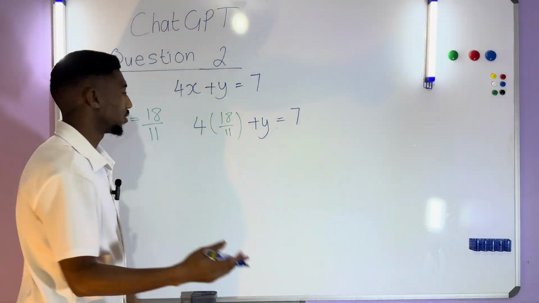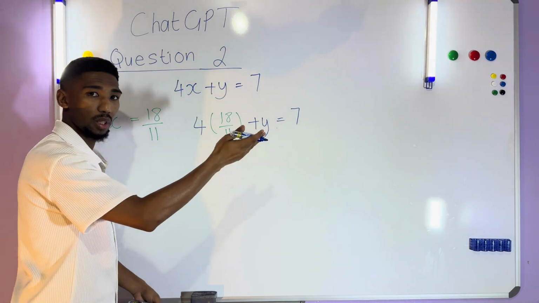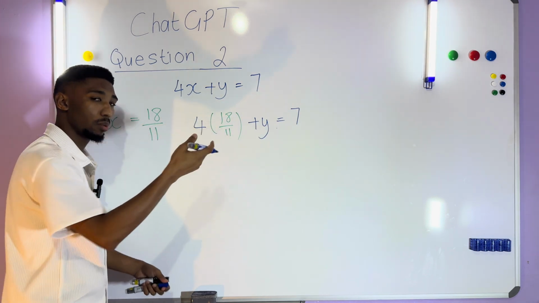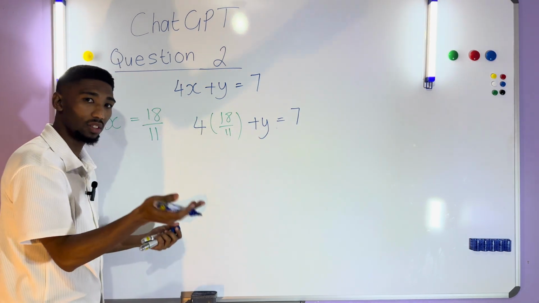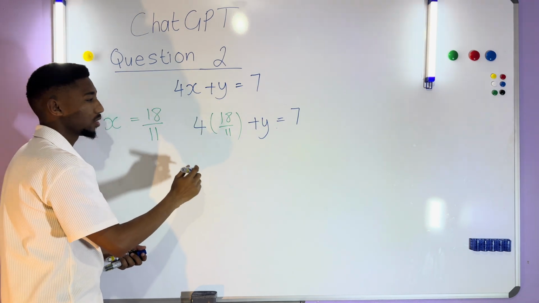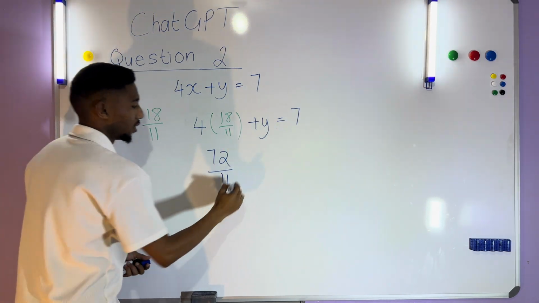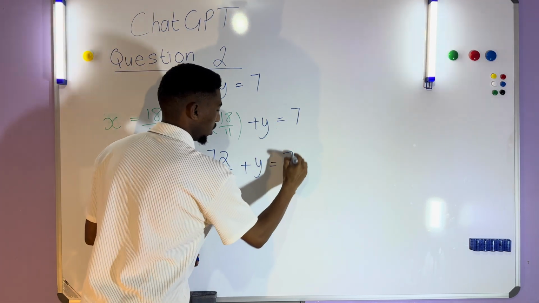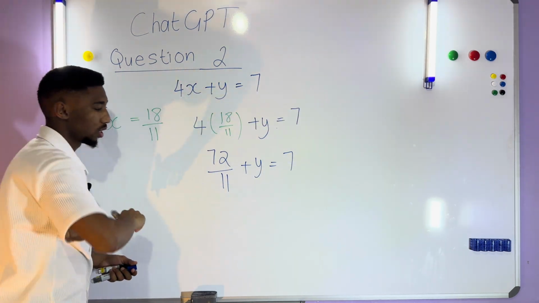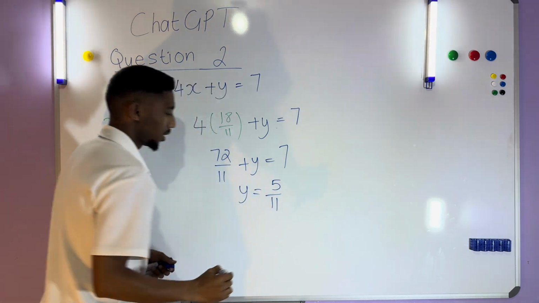We're going to multiply the 4 into there. We know that 4 is 4 over 1. So we're going to multiply the numerators and the denominators. The denominator does not change because 11 times 1 is 11. But the numerators, 4 times 18 gives us 72 over 11 plus y equals 7. Then we take 72 over 11 to the other side, and we get y is equal to 5 over 11.